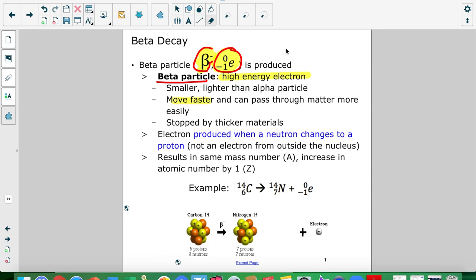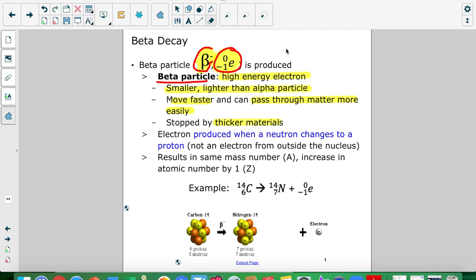The beta particles are smaller and lighter than the alpha particles. They move faster, and they can pass through matter more easily, meaning they have more energy than the alpha particles. They penetrate more easily than the alpha particles. Now, in order to stop them, because they have more energy than the alpha particles, we need thicker materials.